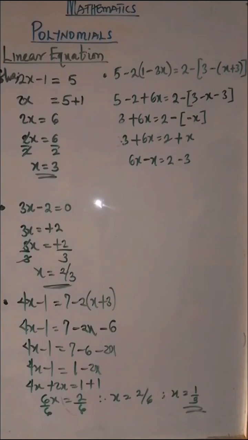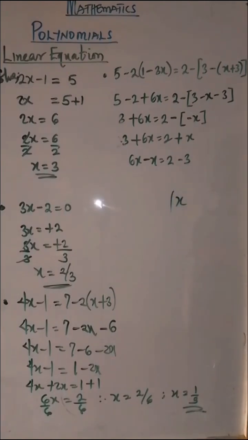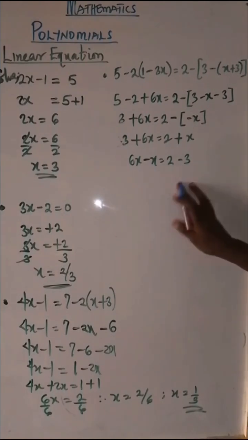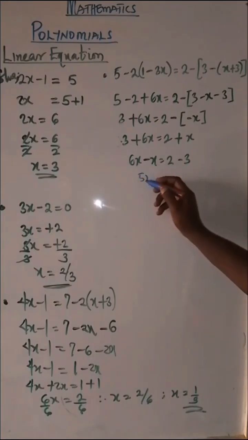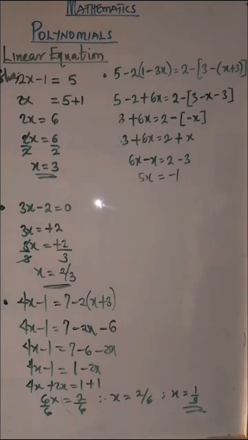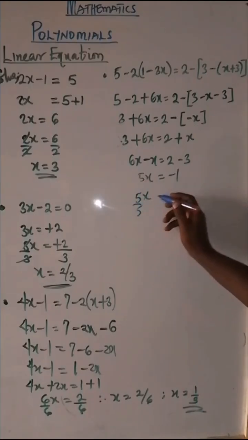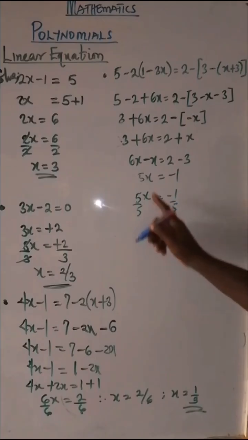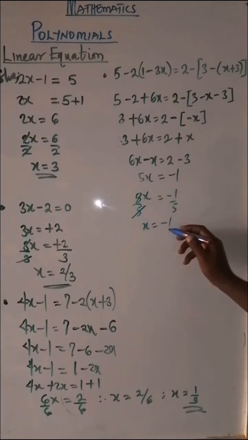So 6x minus x, if you are confused, just know that if I have x, it means the coefficient is 1. So it means 6x minus x means 6x minus 1x. Meaning 6 minus 1, 5. So that is 5x equals to 2 minus 3 is minus 1. To be able to get the value of x now, we have to divide by this 5. So I have 5x over 5 equals to minus 1 over 5. We divide this side by 5 over 5. This cancels, so it means x equals to minus 1 over 5.